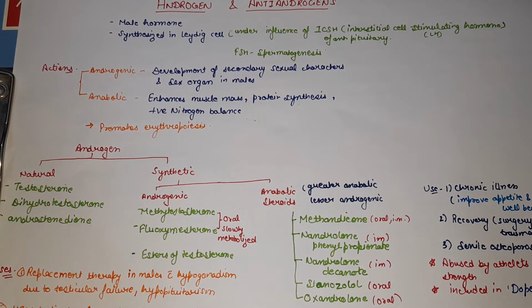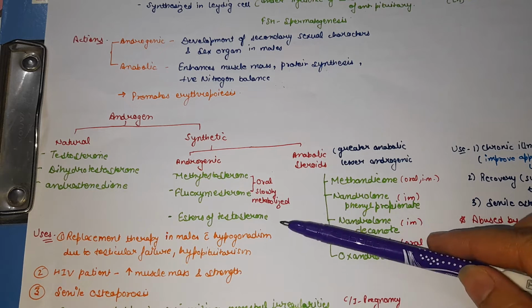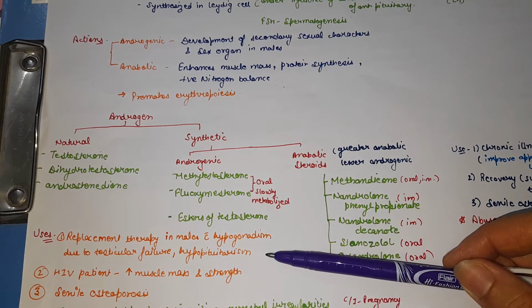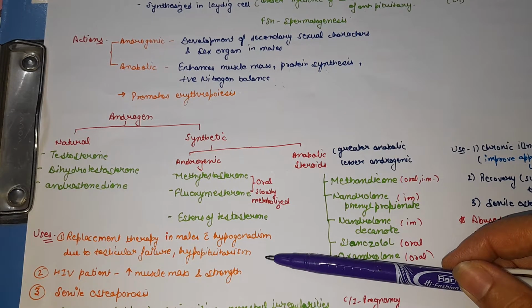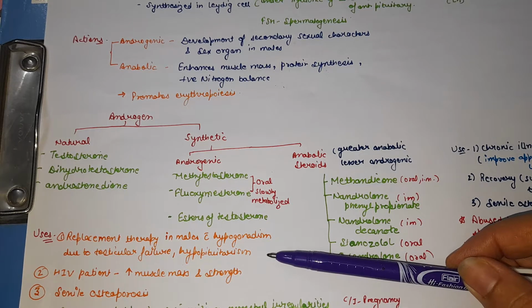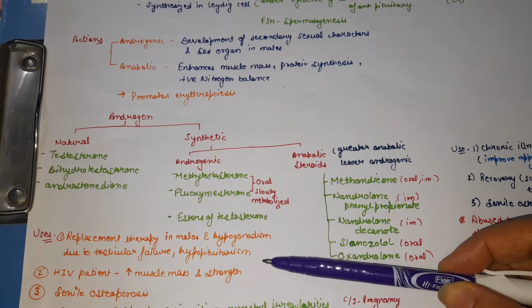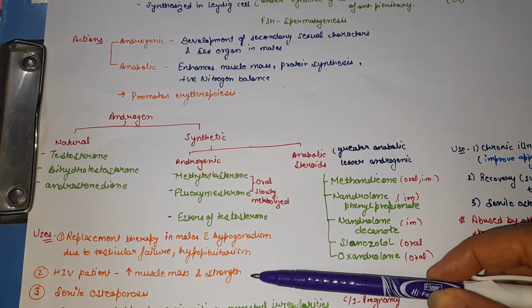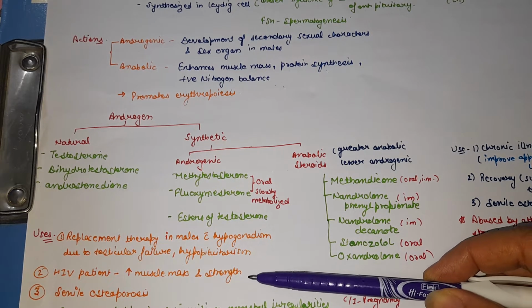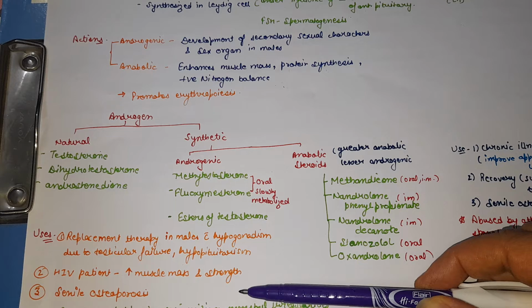Next are the therapeutic uses of androgens. Androgens are used in replacement therapy in males with hypogonadism due to testicular failure and hypopituitarism. Transdermal and parenteral preparations of testosterone and dihydrotestosterone are commonly used as they maintain the serum testosterone level within the normal range. As androgens have anabolic action and increase the muscle mass and protein synthesis, they are used in HIV patients to increase their muscle mass and strength. Next, they are used in senile osteoporosis.